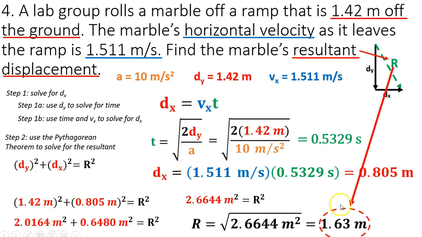And a clue to check yourself is your hypotenuse of your triangle should always be longer than either of your legs. 1.63 meters is longer than your dx, and it is longer than your dy. So you can check and say, yes, that is a reasonable answer.